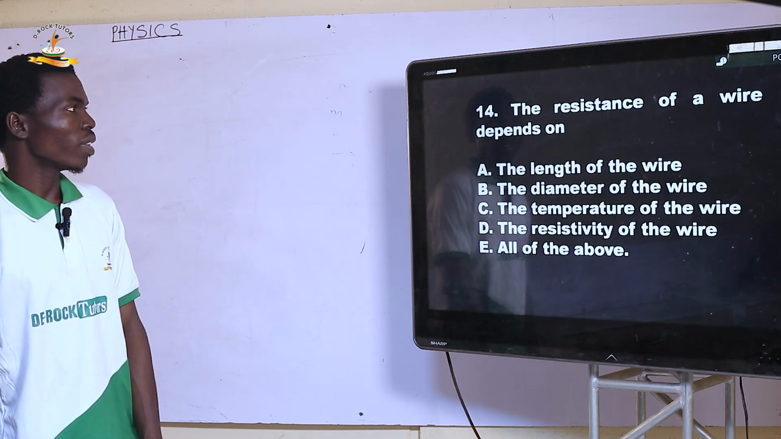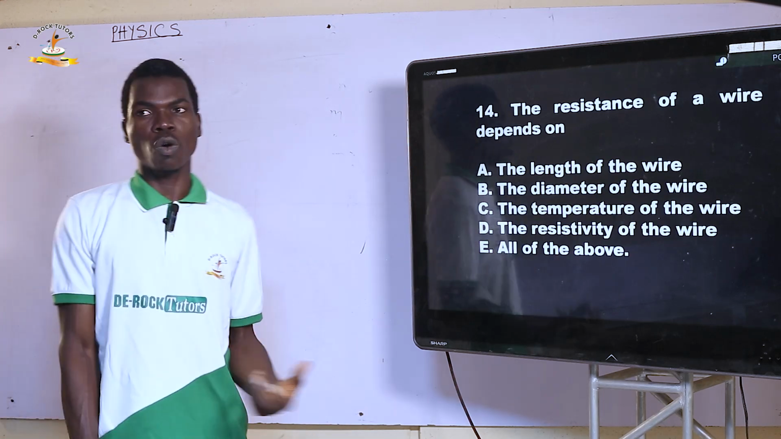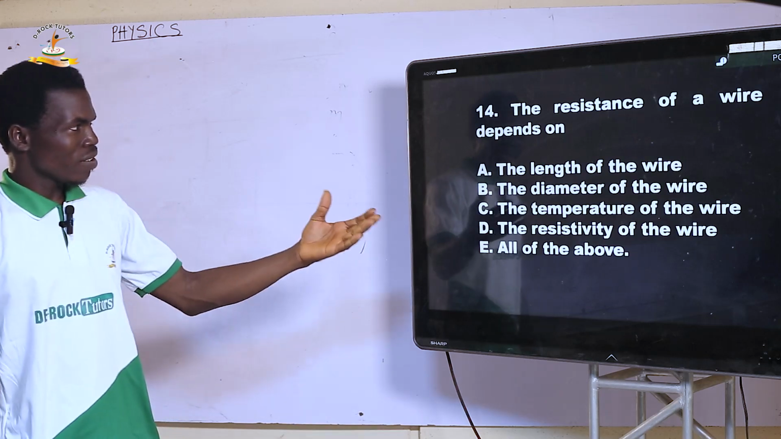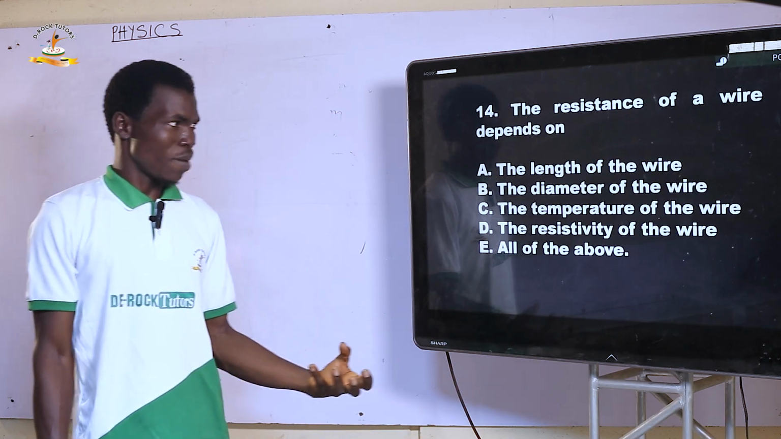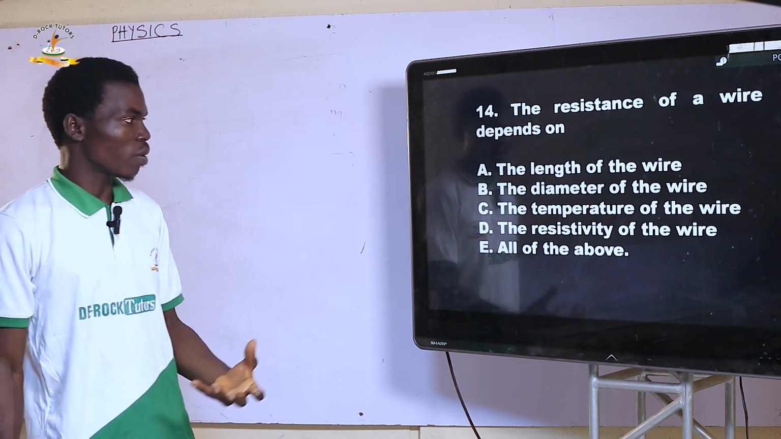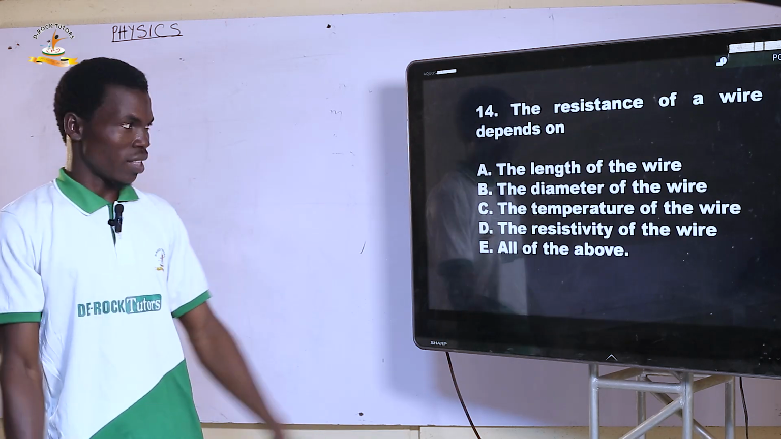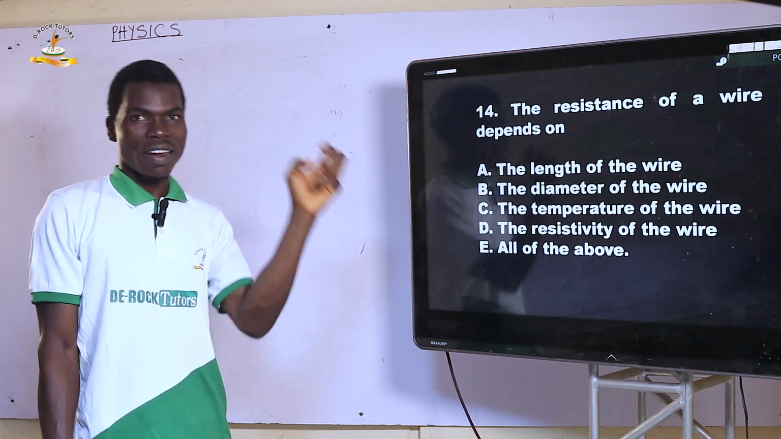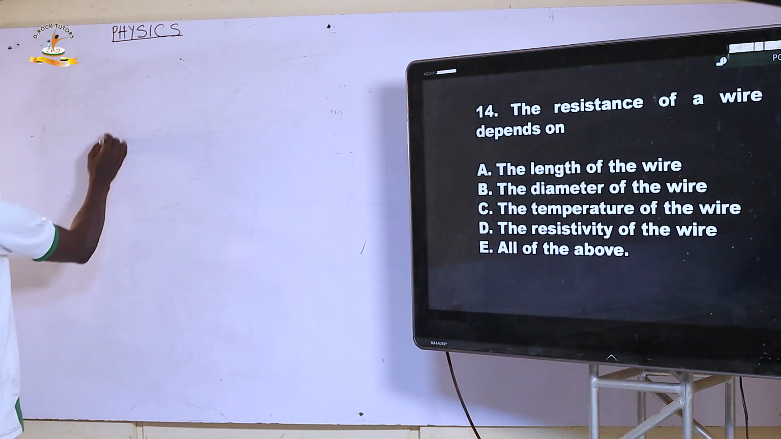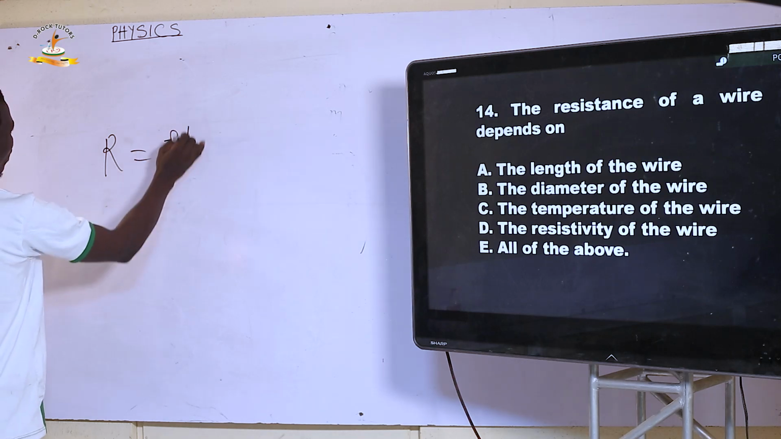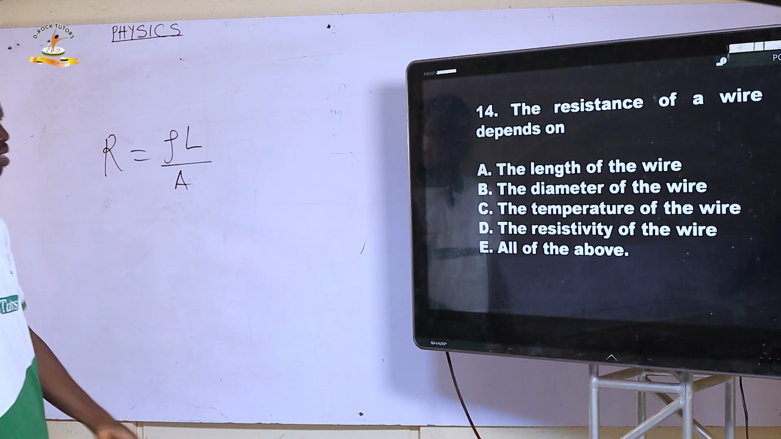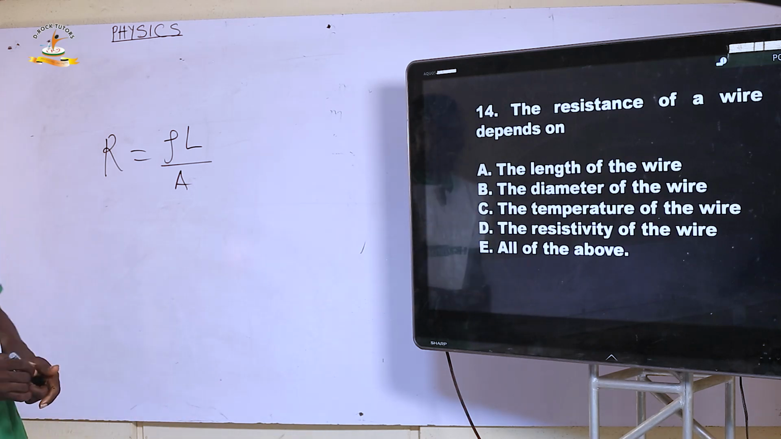Next. The resistance of the wire depends on what? The length of the wire, the diameter of the wire, the temperature of the wire, the resistivity of the wire, all of the above. Let's take a look at each of the options. Generally, there is a formula that will give you the solution to all of this problem. It is just R equals rho L all over A. So this will solve at least three of the options.